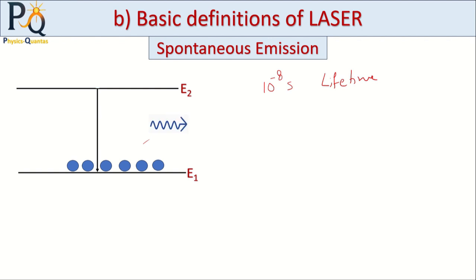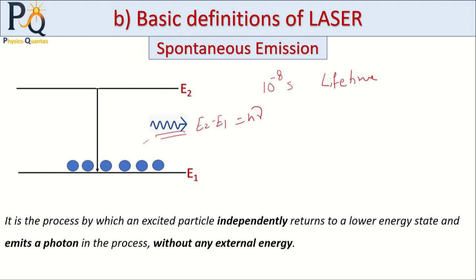When a particle comes to the lower state, it emits energy, that is, it emits a photon. The energy of the emitted photon is the same as the difference between the two energy states, which we can write as hν. Clearly we can define it as a process by which an excited particle independently returns to the lower energy state and emits a photon in the process. Here we don't use any external energy, so de-excitation happens automatically.